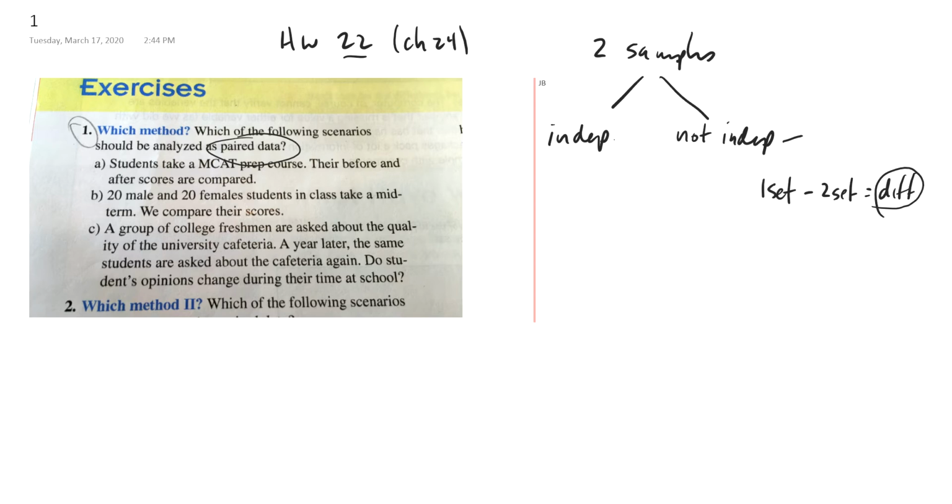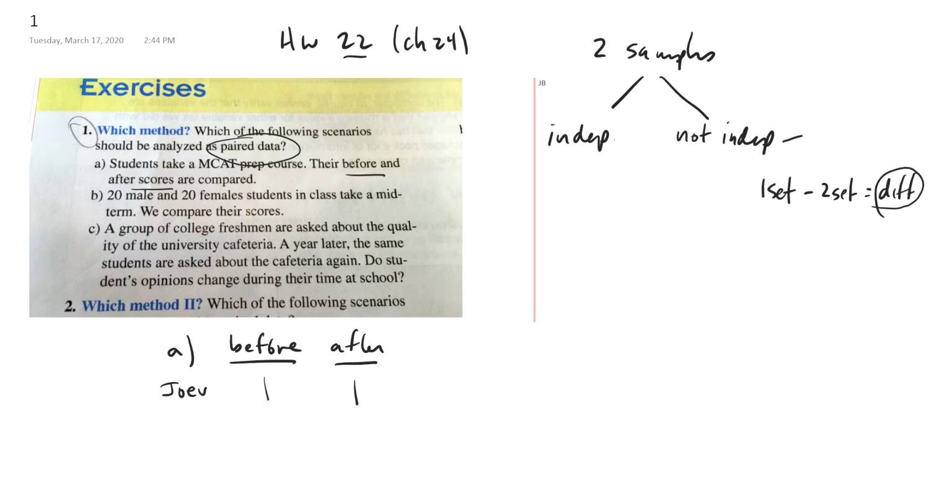So for instance, for A, students take the MCAT prep course. Is that the law school one or the medical one? I don't remember. I think medical, LSAT's law school, but anyway, they take a prep course. Their before and after scores are compared. So we've got before scores and we have after scores. Are these two sets related? And the answer is yes, they are, because they're the same person.